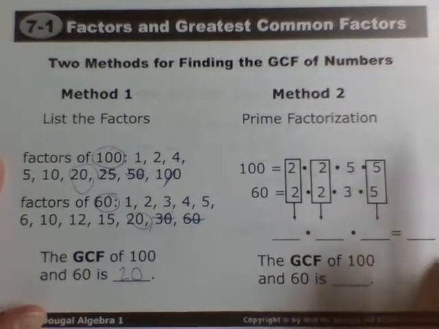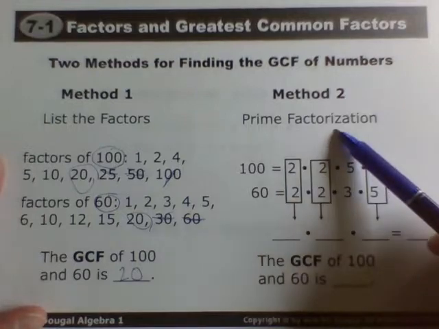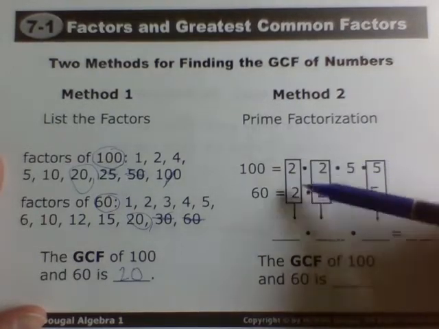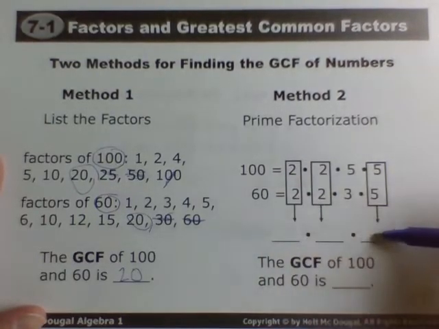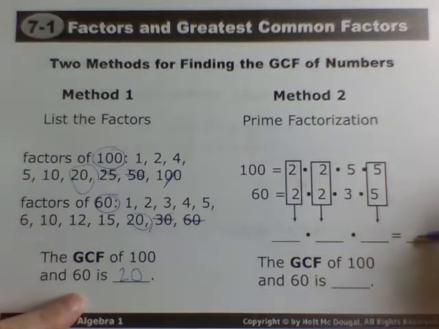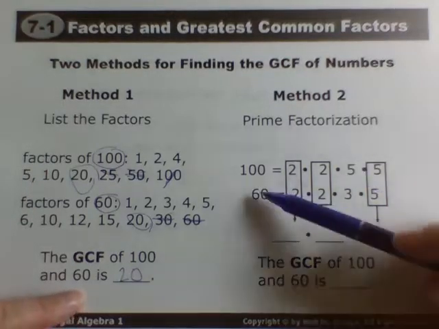The other way that you can do it is take all of the prime factors, and if there is a matching set, that's going to be part of the greatest common factor. So for instance, the prime factorization of 100.